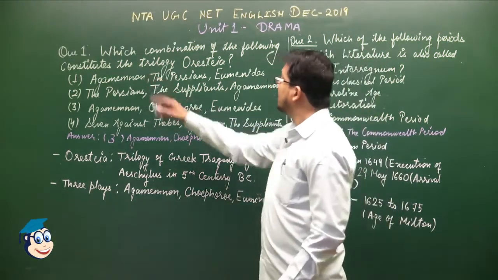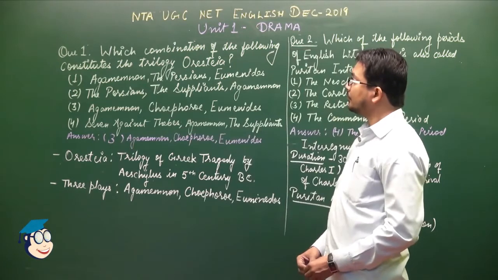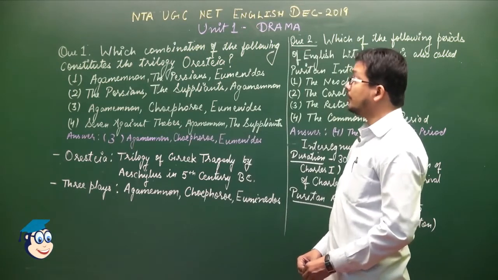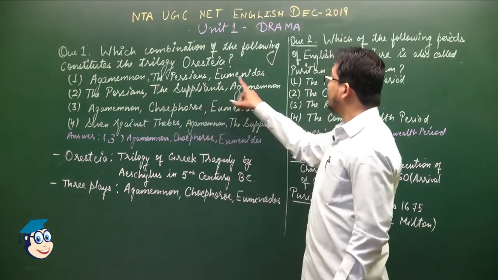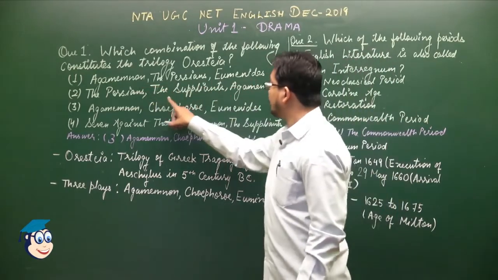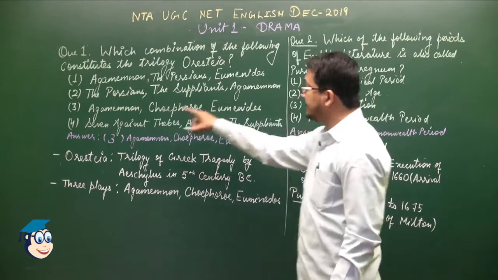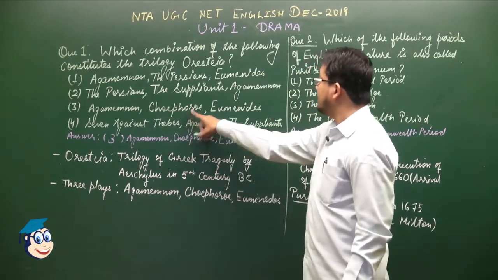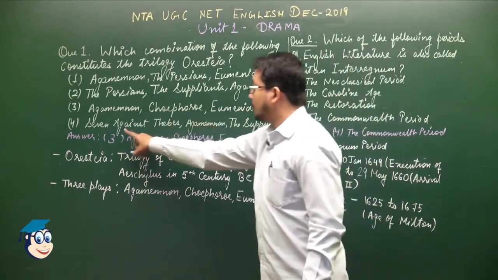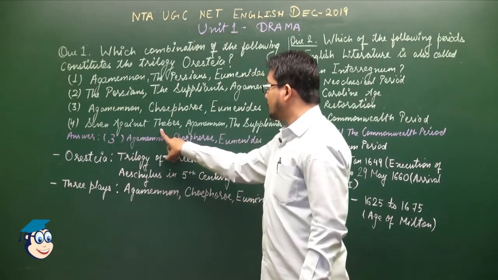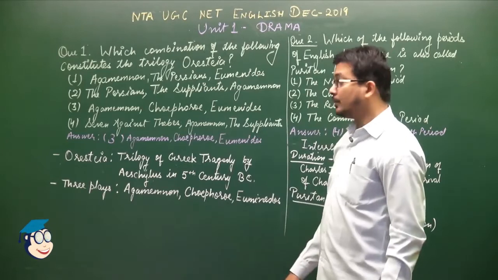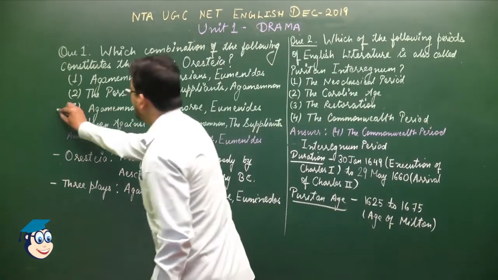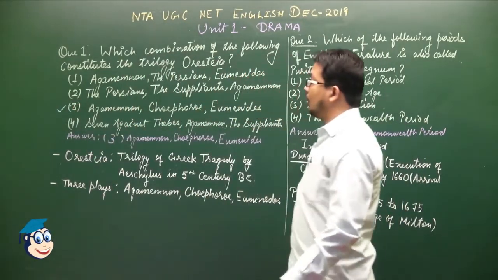Okay, then we are going to talk about the very first question of Unit 1. Let's see the question. Which combination of the following constitutes the trilogy Oresteia? The four options are: Agamemnon, the Persians, Eumenides; the Persians, the Suppliants, Agamemnon; Choephori, Eumenides, Agamemnon; or the fourth one, Seven Against Thebes, Agamemnon, or the Suppliants. The correct answer for this question is the third option.